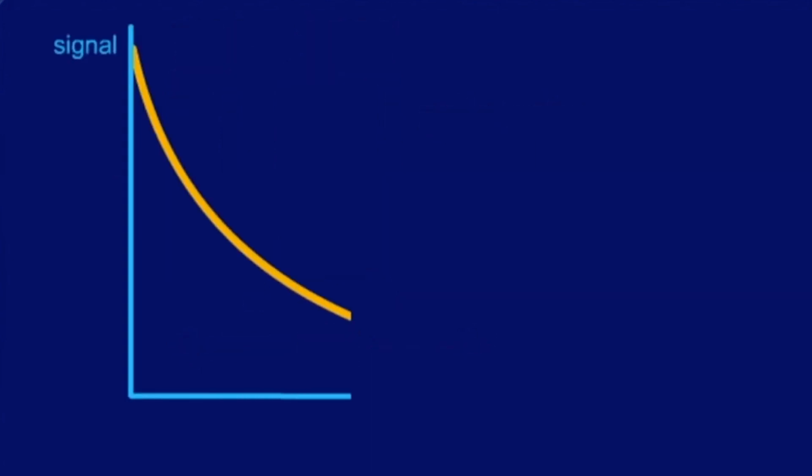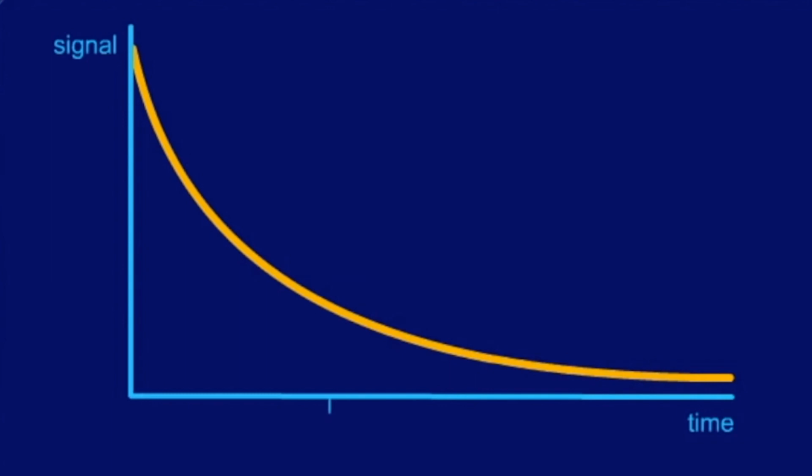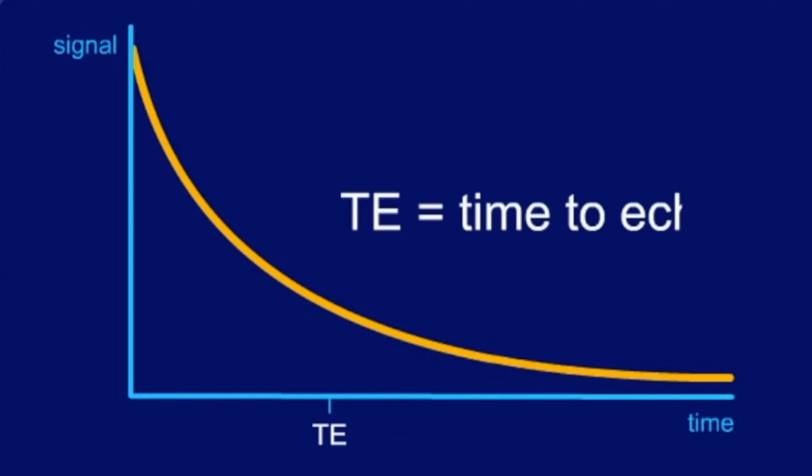The intensity of this echo is given by the T2 curve at the time TE. This time, between the 90-degree pulse and the spin echo, is called time to echo. The time, TE, can be chosen by the operator. And as we can see from the T2 curve, TE influences the resulting signal, and thus also the image.